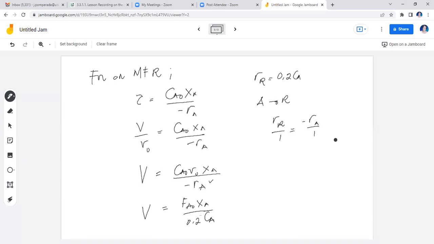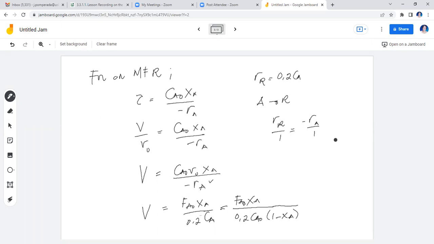Now, what do I know here, and what is it still that I need to find in the right side for me to be able to find the volume? You don't know FAOXA, you don't know CA, but you can write, so I'll write again here FAOXA all over 0.2, and I have CAO times 1 minus XA. Okay, now it's better. I have CAO and I have 1 minus XA here.